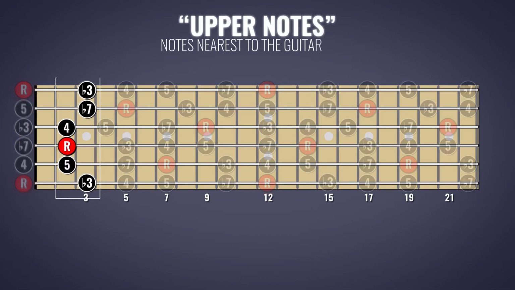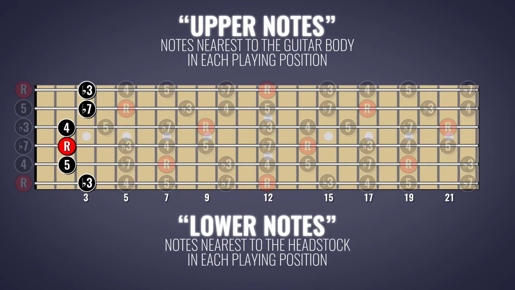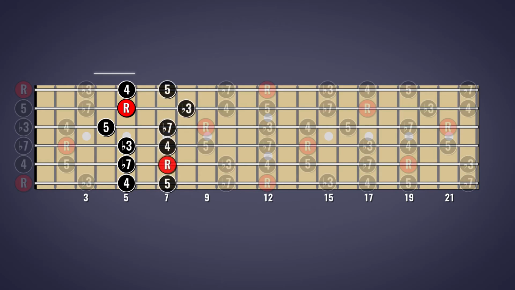The upper notes on each string in position 1 will in turn form the lower notes of position 2. Position 2 therefore begins upon the second note of the scale, the minor third. The upper notes of position 2 will form the lower notes of position 3, which begins from the third note of the scale, the perfect fourth.